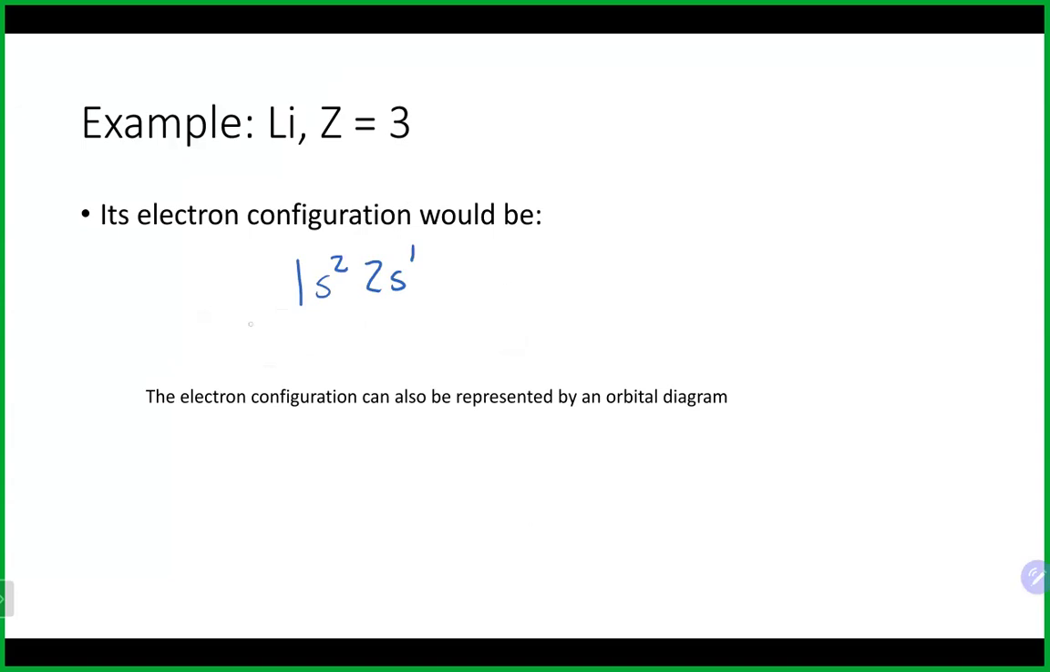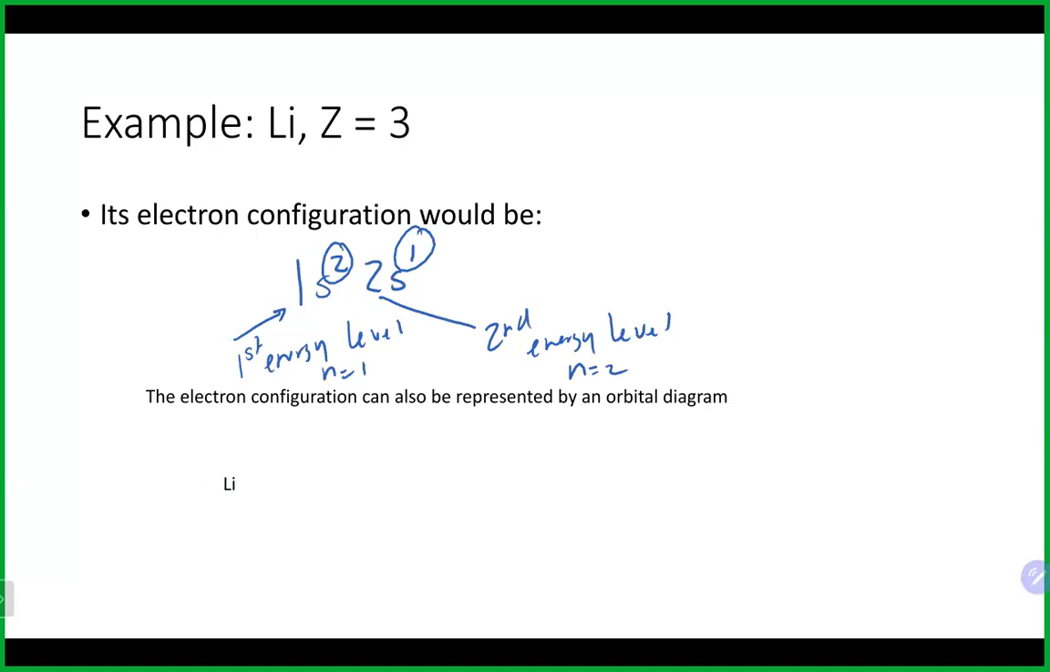Now, this means that on the first energy level, I have 2 electrons. On the second energy level, I have 1 electron. And again, that's the n equals 2 level. This is the n equals 1 level. So I have 1 electron on a higher energy level in this case and 2 electrons on a lower energy level. If we were to draw our orbital diagrams, we would need a box for each of them.